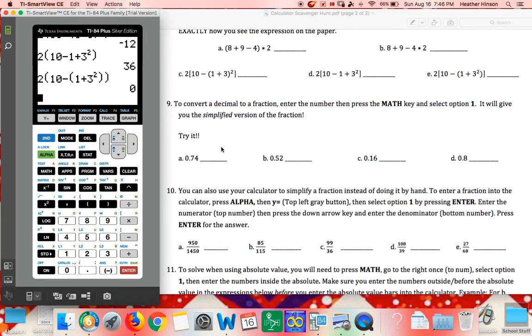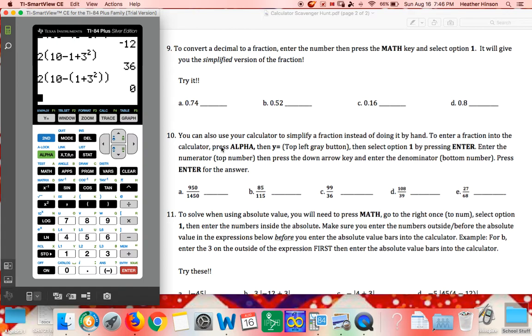Okay, so number 9, if you want to convert a decimal to a fraction, all you're going to have to do is enter the decimal. So we're going to enter the number into our calculator. I'm going to clear this out. We're going to put 0.74. You don't have to put the 0. A lot of people do, but it's completely optional. So 0.74.